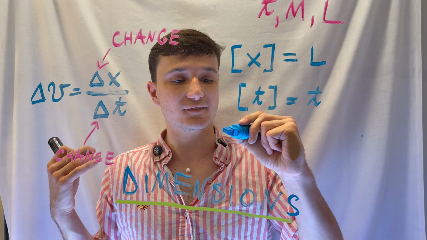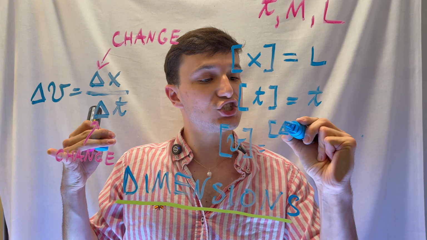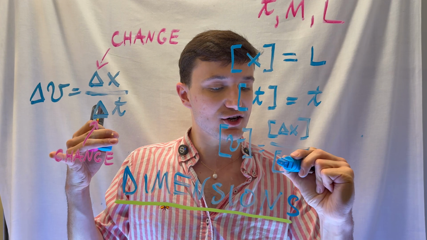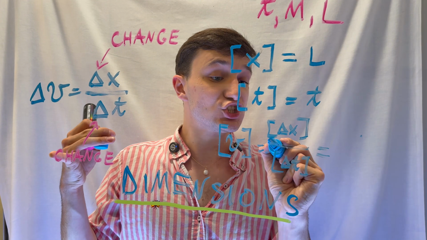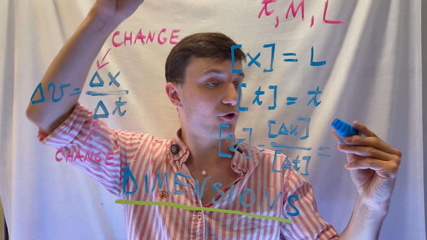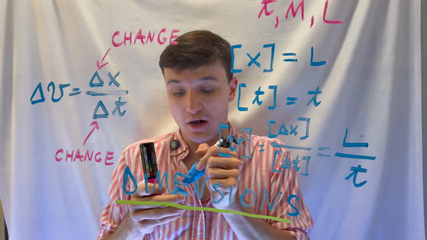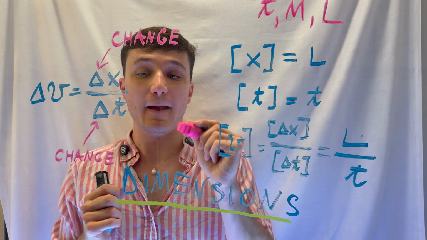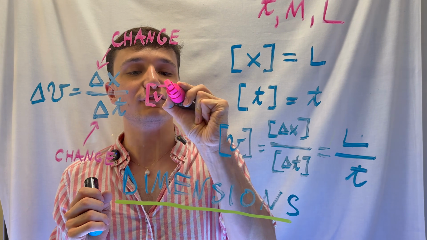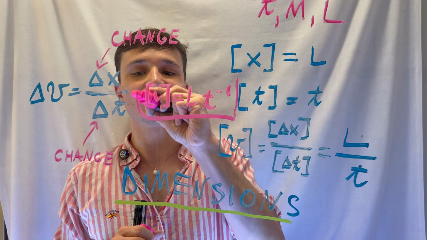So, in this case, the dimension of speed will be the dimensions of a change in position divided by the dimensions of a change in time. Change doesn't change the dimensions. So what is going to be the dimension of position? As I said before, it's going to be L. What's the dimension of time? It is t. So we just found out, and I'm going to rewrite it here, that the dimensions of speed will be length times time to the minus 1. Nice! That's really cool.